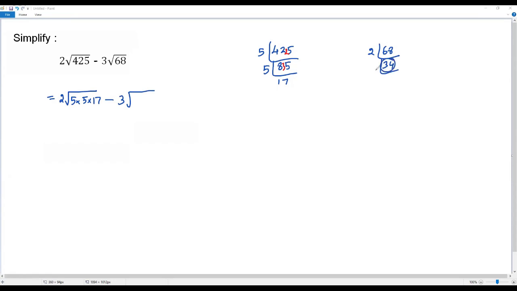Again, we have an even number. We can divide it by 2. Here, 2 goes into 3 1 time. We have 1 left in 3. That 1 can be taken along with the next digit 4. Then we get 14. 2 goes into 14 7 times. Let me write over here.